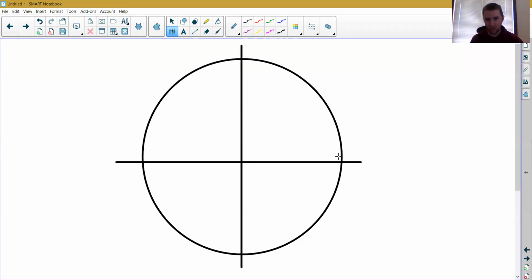Hopefully you have it all labeled with pi over 4, pi over 2, pi over 6, and pi over 3, and all these things. We're going to need a lot of stuff like this in chapter 6. So just get that out and get refamiliarized with it.